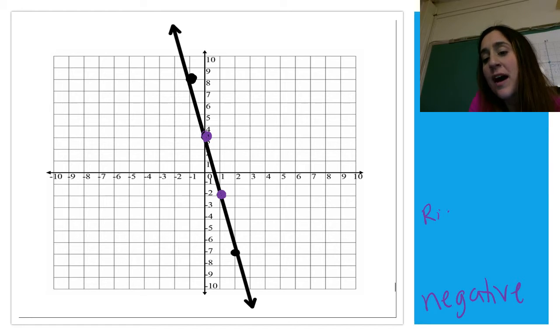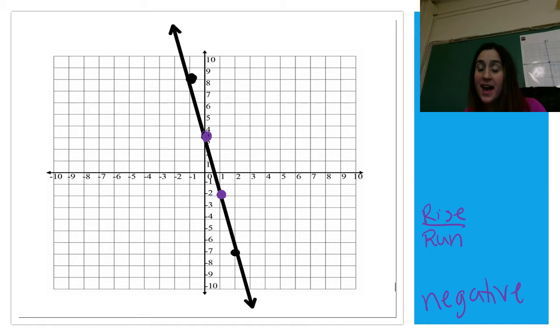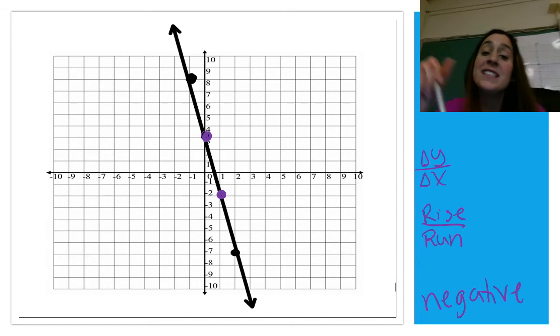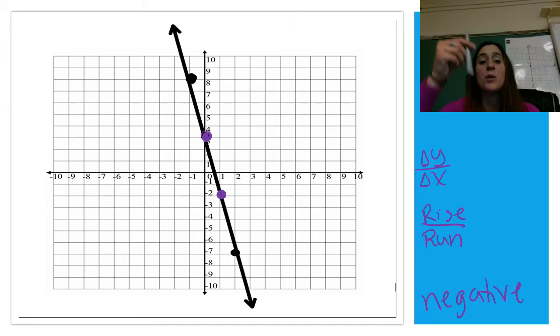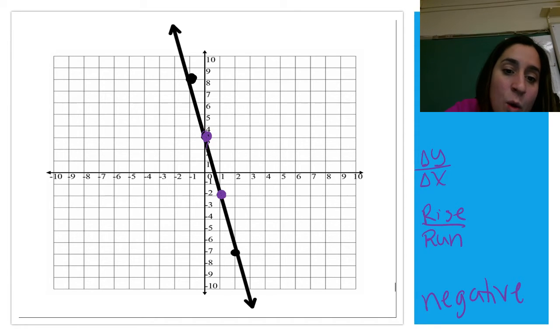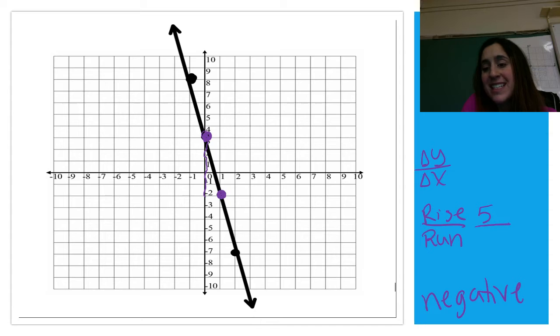Again, I'm going to look for the rise over the run, or the change in my y-axis over the change in my x-axis. And here's the symbol for that, change in y over change in x. And I'm going to count. Now this time, since it's a negative slope, I know I'm going to be going downward. So look, I went down 1, 2, 3, 4, 5. I went down 5. Since I went down, I know it's a negative 5. Everyone see I put a negative 5 because I went downward there.